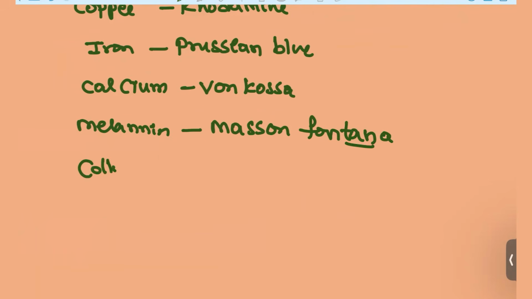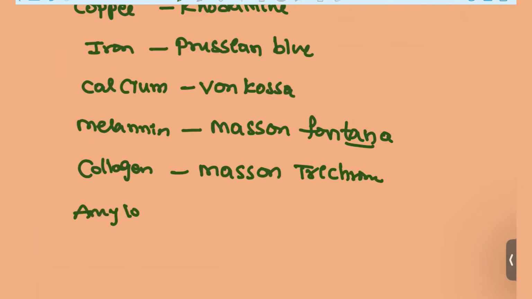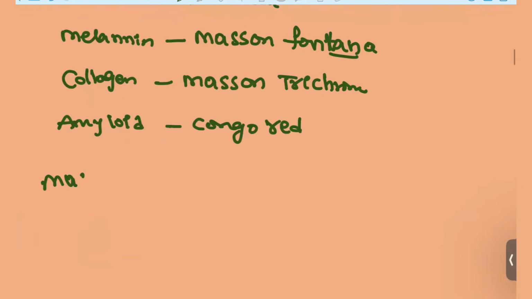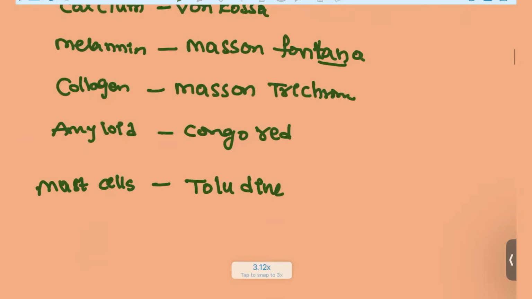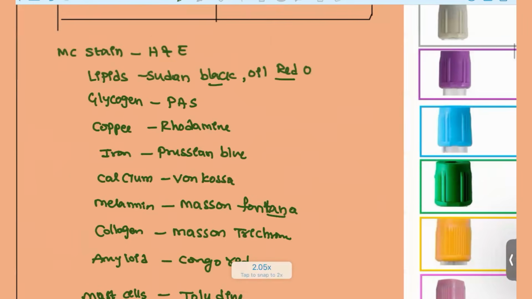Collagen, Masson trichrome. And amyloid with the help of Congo red. And mast cells, toluidine blue. These are the important stains that you have to remember.